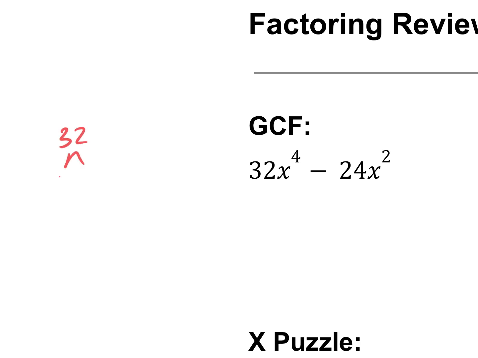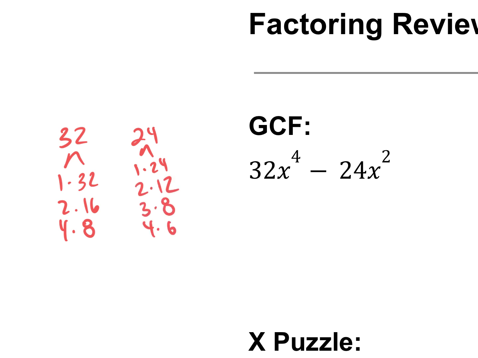For 32, it's like 1 times 32, 2 times 16. 3 doesn't work, but it's 4 times 8. 5 doesn't work, 6 doesn't work, 7 doesn't work, and then we're back to 8. And then for 24, we do the same thing. We do the factor tree for 24: 2 and 12, 3 and 8, 4 and 6. And then we look at the numbers, the biggest number they have in common. In this case, we have an 8 in common.